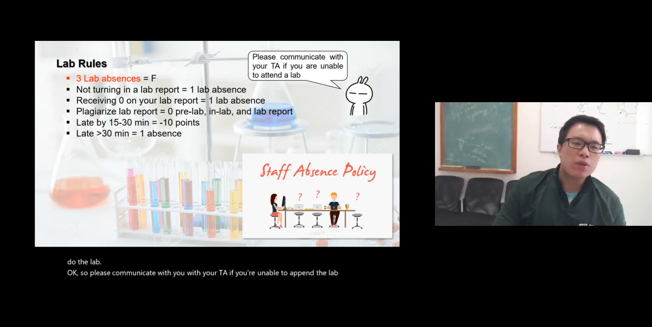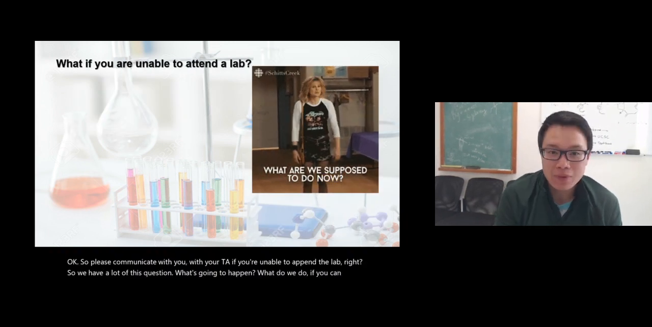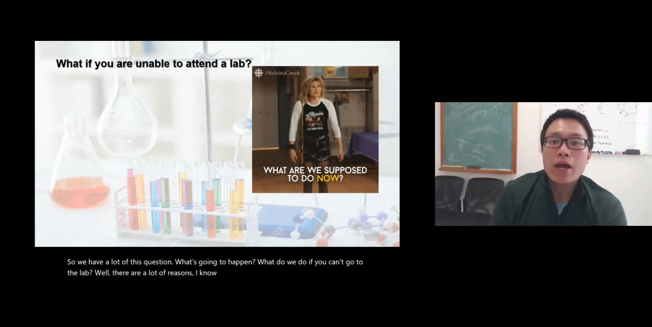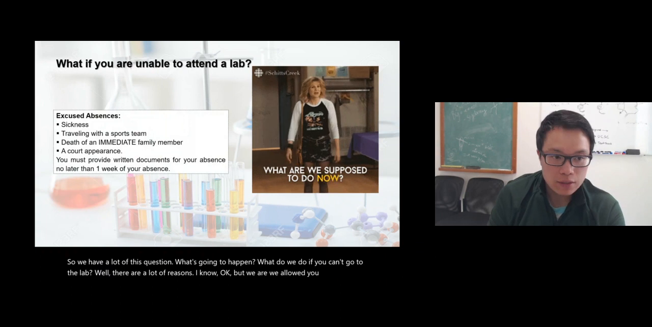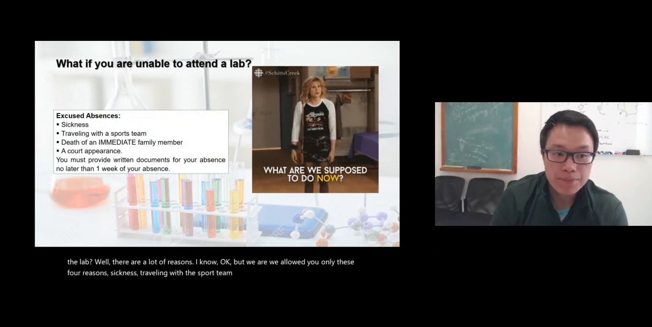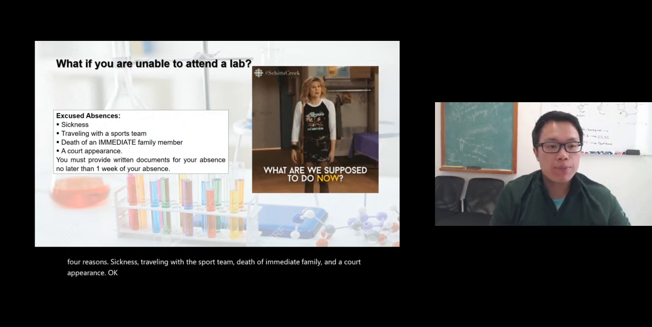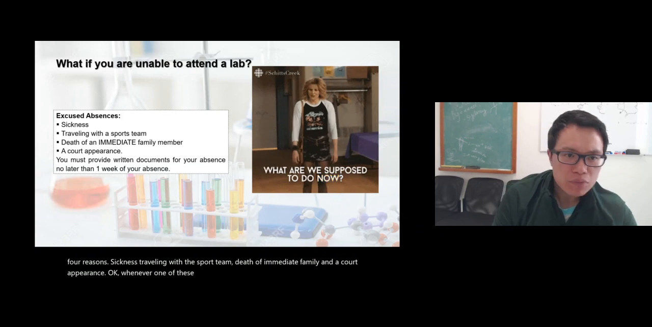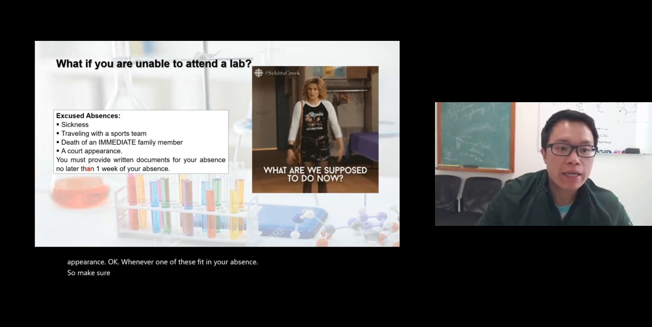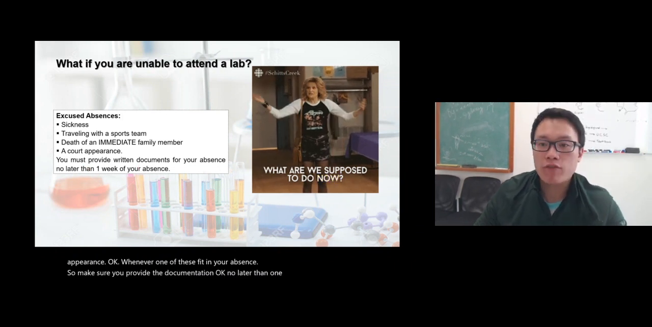We get a lot of questions: what's going to happen, and what do we do if you can't go to the lab? There are a lot of reasons, I know, but we allow only these 4 reasons: sickness, traveling with the sports team, death of an immediate family member, and a court appearance. If one of these fits your absence, make sure you provide the documentation no later than 1 week after your absence.